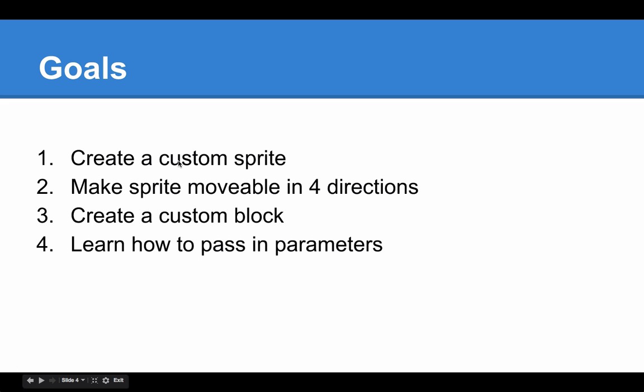So our goals today, we're going to start with creating a custom sprite, something you should know how to do. We're going to make a sprite movable in four directions, both x left and right and y up and down. We are also going to create a custom block. This is the new part for you. And then we will learn how to pass parameters into that custom block. So that will also be new. So let's get started.